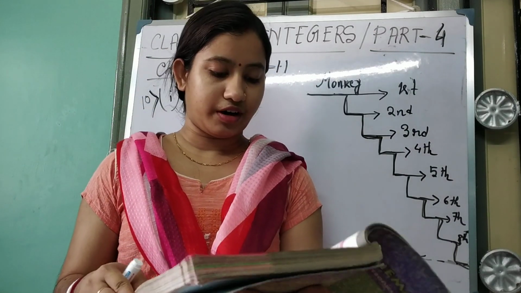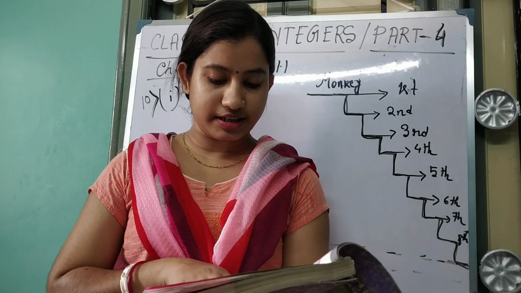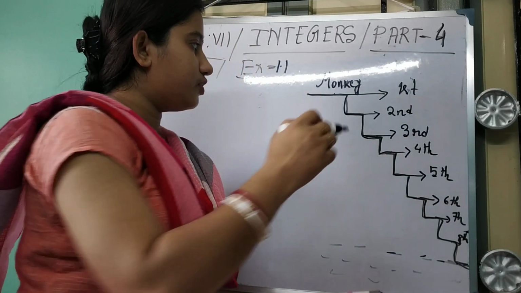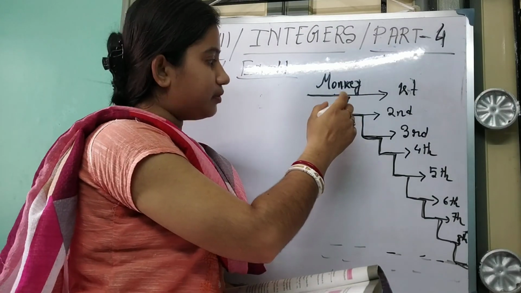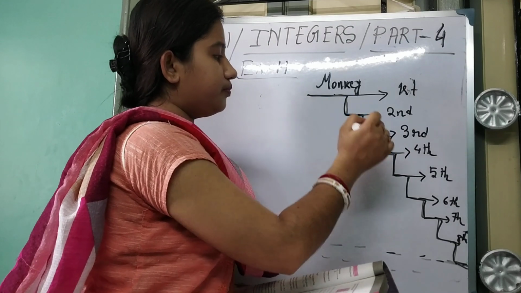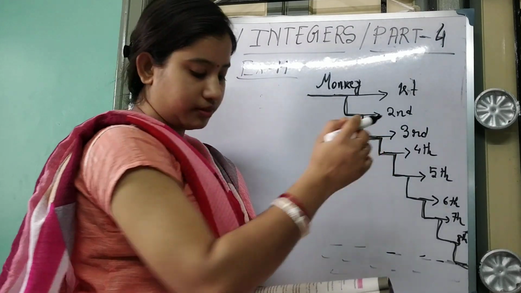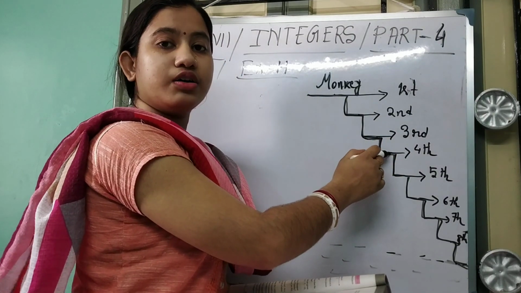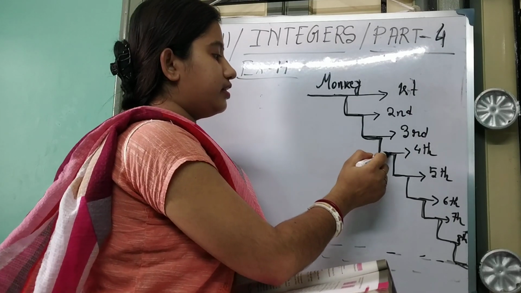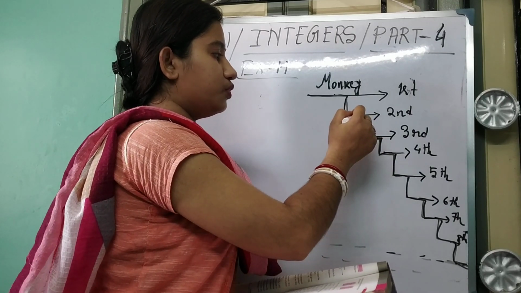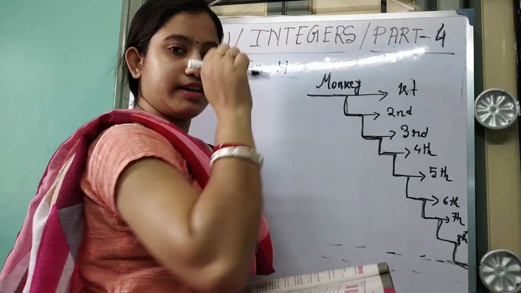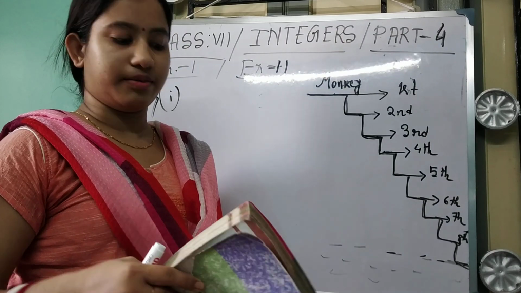So in number 1, he jumps 3 steps down and then jumps back 2 steps up. So in the first jump, 3 steps, 1, 2, 3, 3 steps down, and 2 steps up. So in the second jump, 1, 2 steps up. So the monkey is on the second step after the second jump.